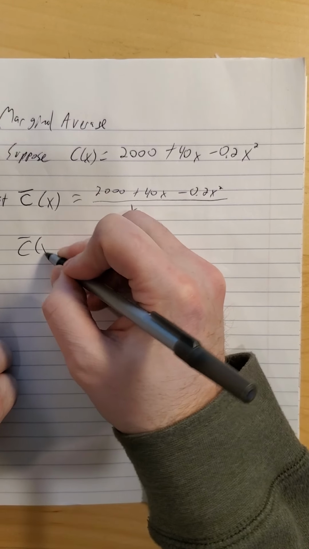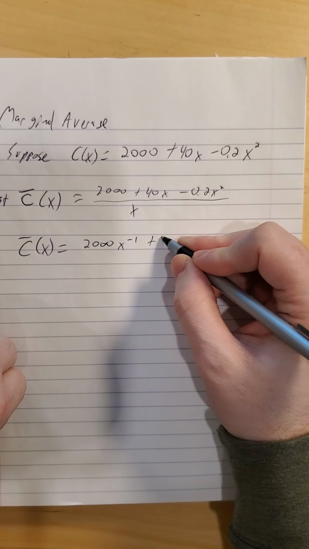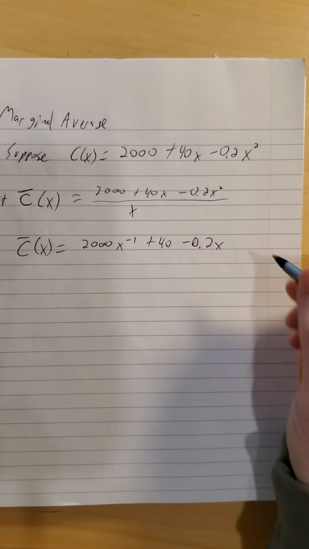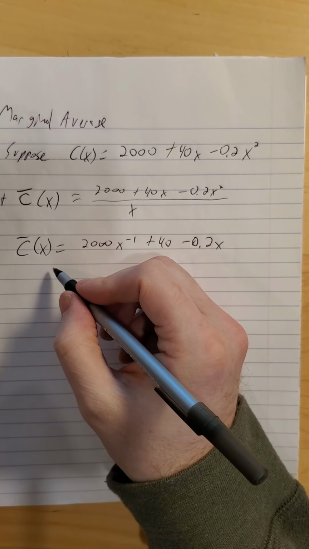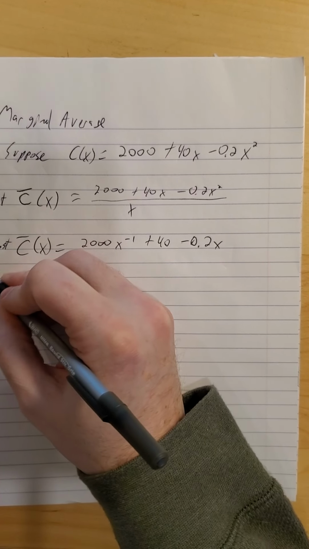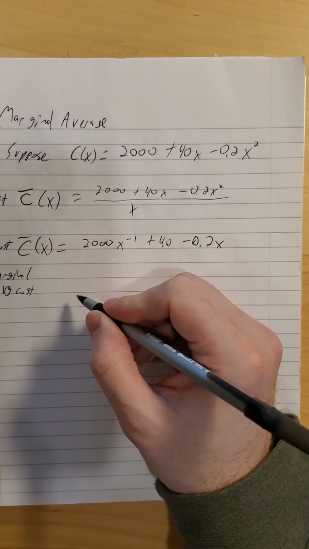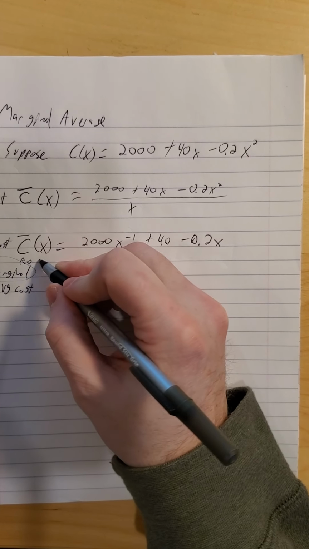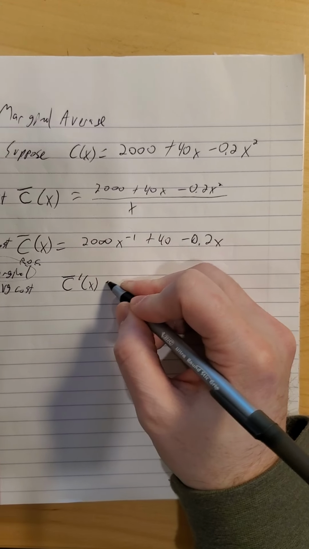So 2,000 x to the negative first plus 40 minus 2/10 of x. So this is how we would find the average cost. If we want the marginal average cost, just like you expect, where marginal still means rate of change, so derivative. So we do C bar prime of x.